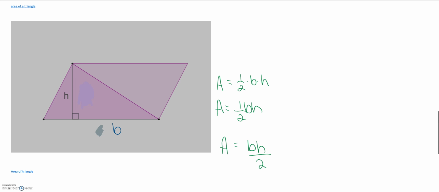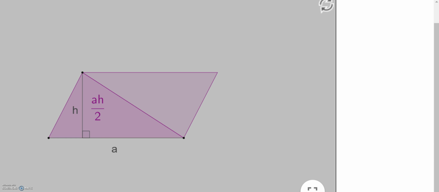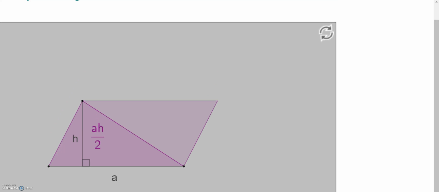So let's look at how this works out. In this example, they use the letter A instead of base, so just don't worry about that. Anyway, you can see that there are 2 triangles that are identical, and the formula is area equals 1/2 base times height, where this A should be a base B.